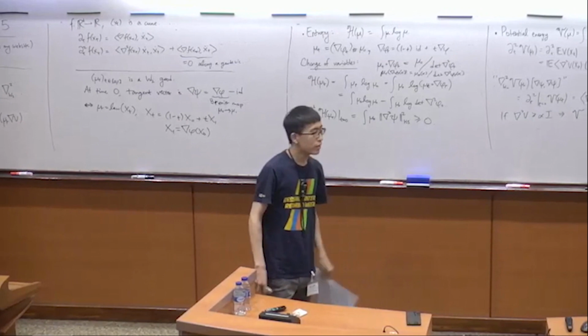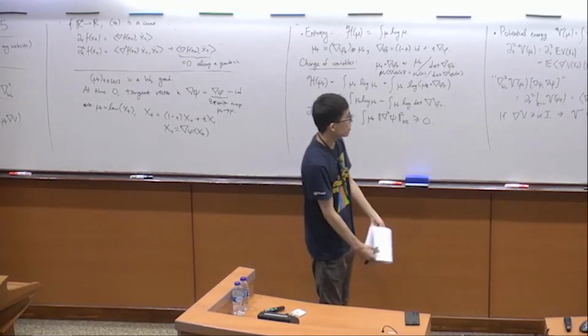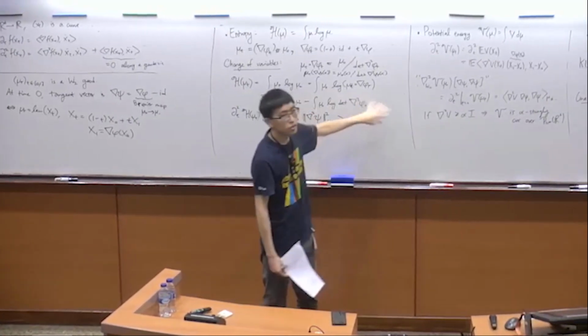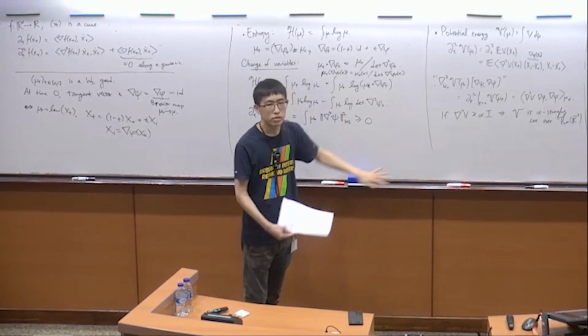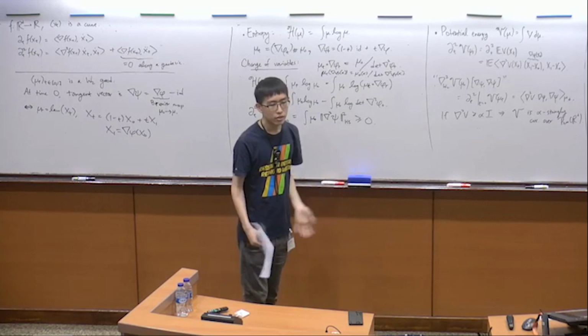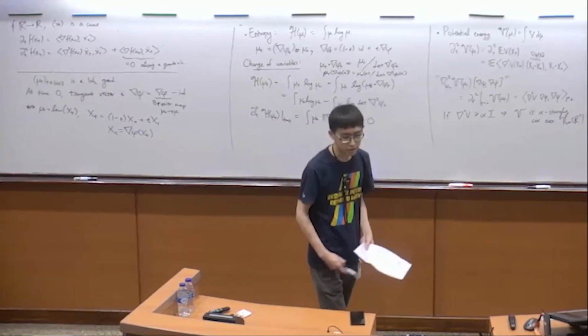So the summary is that as soon as V is strongly convex, then the sum of these two functionals, the KL divergence with respect to pi, is a strongly convex functional over the Wasserstein space. This is going to lead to a lot of consequences in the next lectures.